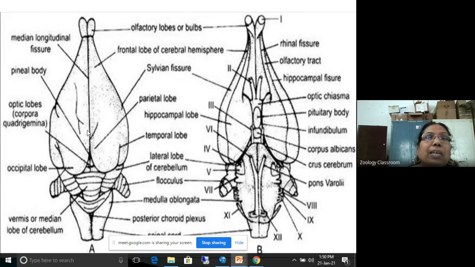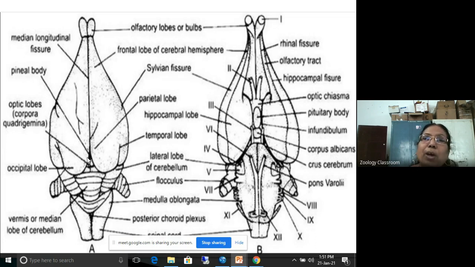In between them a longitudinal fissure is present. In this brain there is also the Sylvian fissure. On the outer surface there is the median fissure, and parts of the convolutions are called the temporal lobe and occipital lobe. These are on the dorsal surface, and ventrally there are the rhinal fissure and hippocampal fissure. The brain is divided into many parts, with many convolutions showing in the mammal brain.